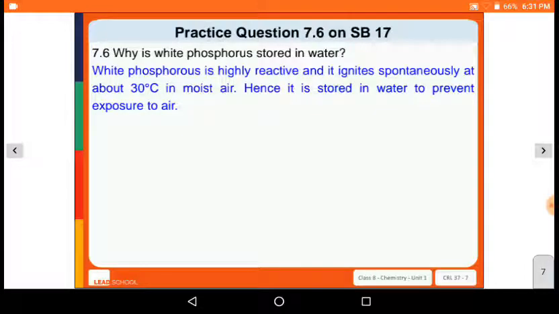White phosphorus is highly reactive. It burns spontaneously at about 30 degrees Celsius in moist air. Hence, it is stored in water to prevent exposure to air. Okay, sorry.